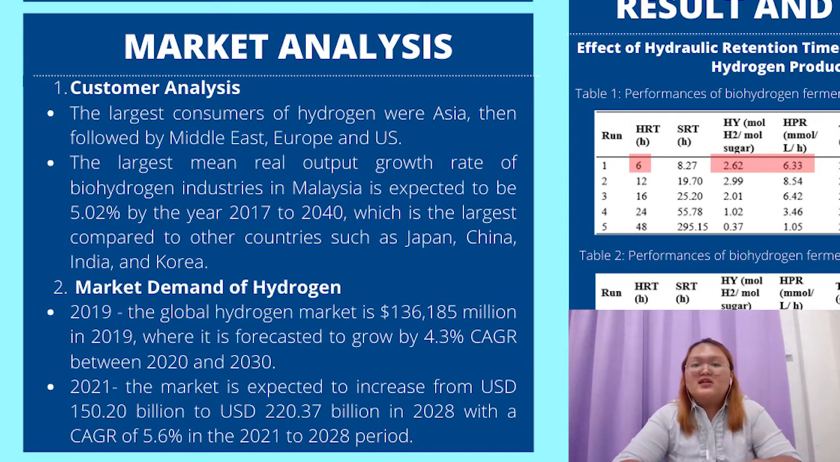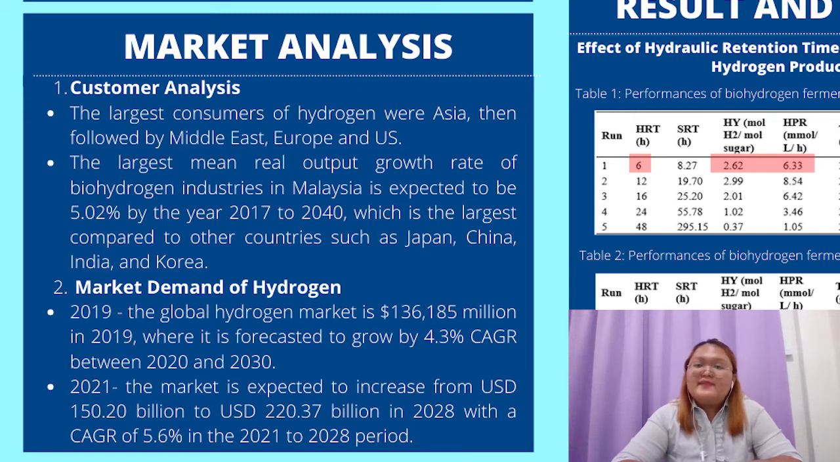For developing countries like Malaysia, although the use of biohydrogen to replace fossil fuel has only started to gain popularity lately, according to the prediction made, Malaysia will have the largest mineral output growth of 5.02% from 2017 to 2040 compared to Japan, India, China, and Korea.